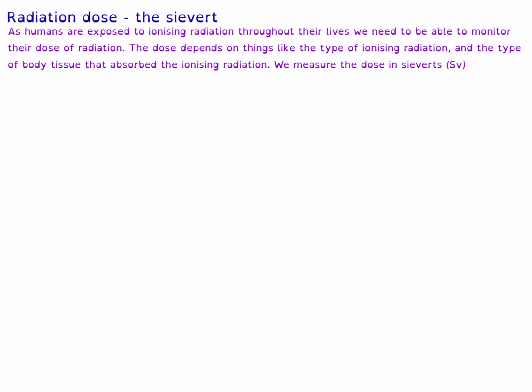As humans are exposed to ionising radiation throughout their lives, we need to be able to monitor their dose of radiation. The dose depends on things like the type of ionising radiation and the type of body tissue that absorbed the ionising radiation. We measure the dose in sieverts, capital S, lower v. 1 sievert is quite a large dose of radiation, so for most cases we use the millisievert. 1 sievert is equal to 1000 millisieverts.